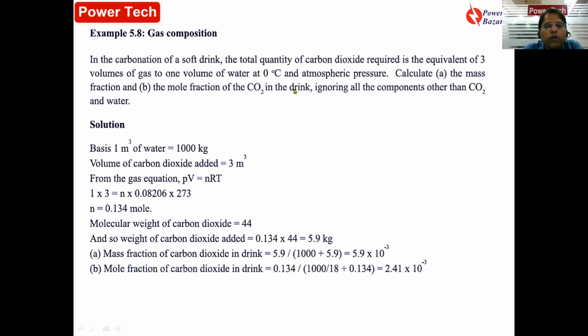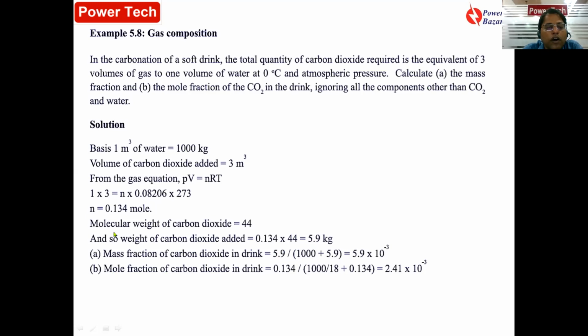Now we need to find out the mass fraction. What is the mass of carbon dioxide added? 5.9 kg. What is the mass of water? 1000 kg. So the mass fraction will be the mass of carbon dioxide divided by the total solution, that is 1000 plus 5.9. So this is the mass fraction.